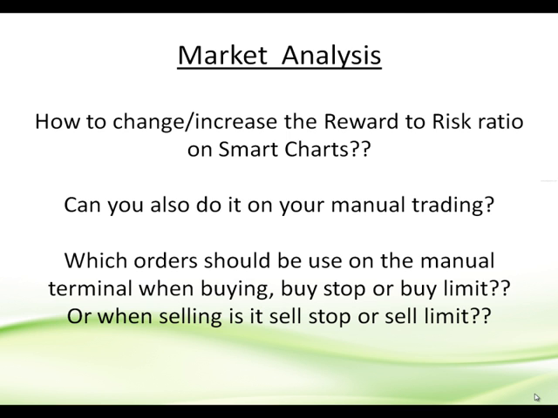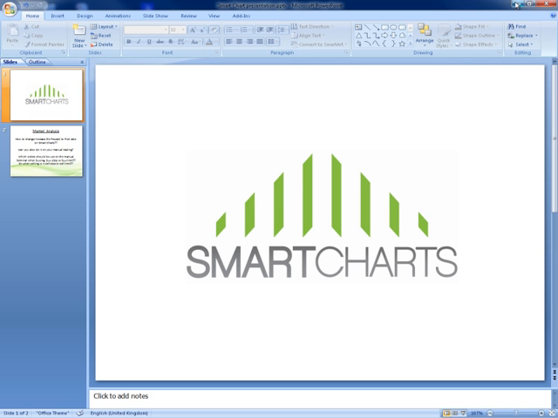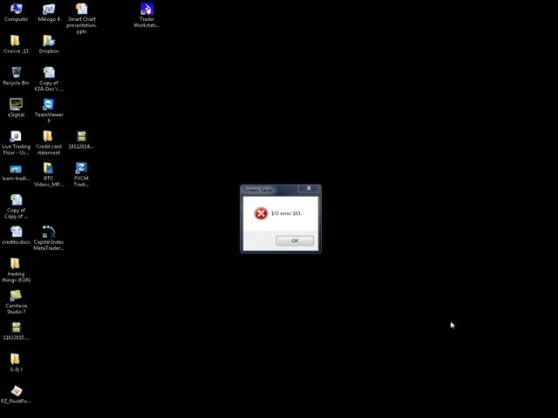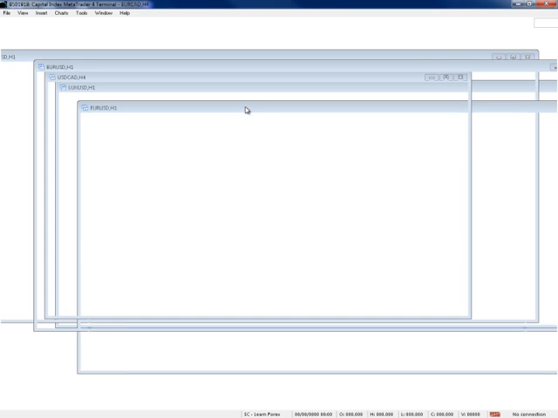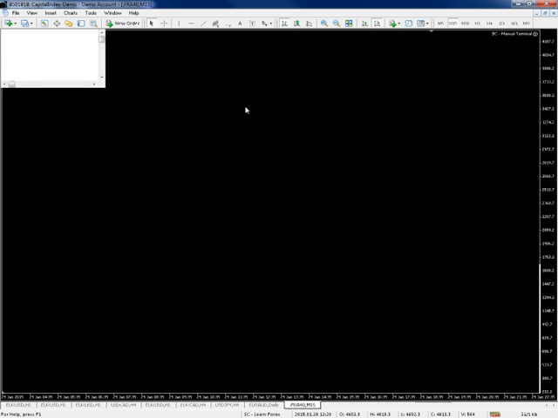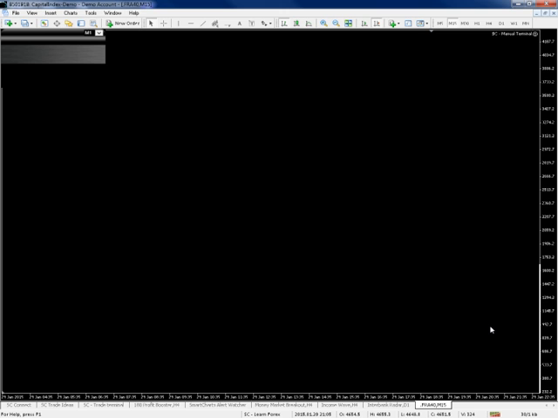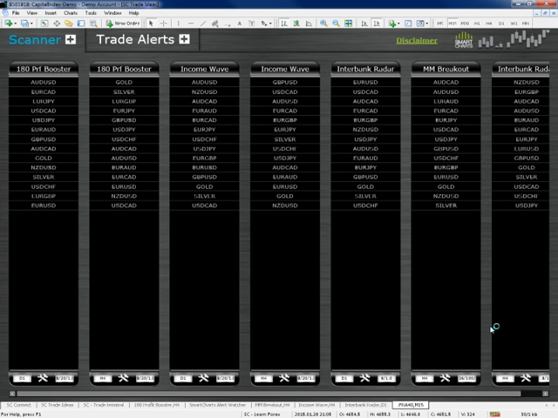Right, so I'm going to go to my smart charts page. Basically, I'm going to show you the different options that you have. Sorry, it's loading up. It's coming up. So whichever comes first, let's see.